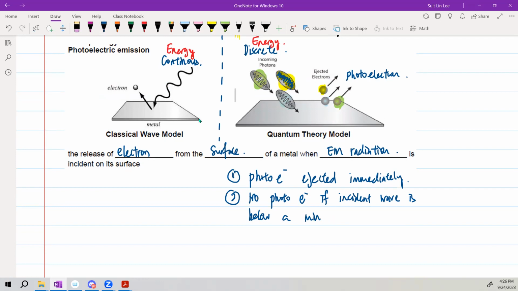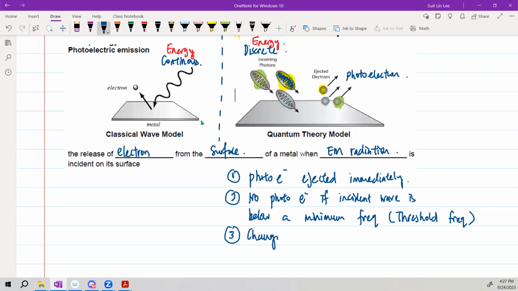So this minimum frequency is known as your threshold frequency. So if I adjust the light, I realize if I drop below a certain f, I don't get any electron emitted at all. Okay. And number 3, what happens if I increase the f, the frequency?